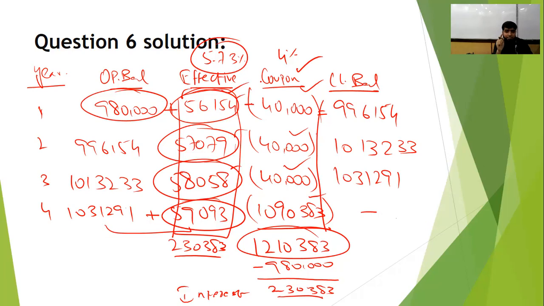Always remember, we recognize revenues and expenses on the basis of accrual concept and not on the basis of cash. We never recognize revenue and expenses on the basis of cash. So never ever think about it. We have earned an amount of interest of 56154. No doubt we have received an amount of interest that is 40,000, but we never record what we receive. We record what we earn. Is it clear to everyone?